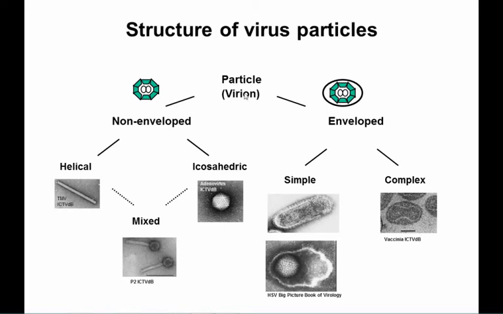Now there are 2 basic types of virus particle. Okay, virus particle, or virion, means the same thing. Non-enveloped and enveloped. So the non-enveloped or naked viruses, they've got nucleic acid on the inside, so you've got the genome, surrounded by a capsid, which is made out of protein. And that's it. Could be more or less complicated.